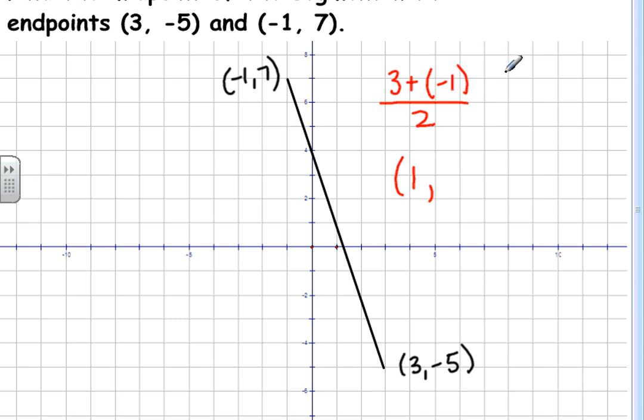And now if I'm going to do the y-coordinate, it's 7 plus negative 5, finding the average. 7 plus negative 5 is 2. Divided by 2 is 1. So (1, 1), or this point right here, is my midpoint. So this piece and this piece are the same, so I make the congruent tick marks.